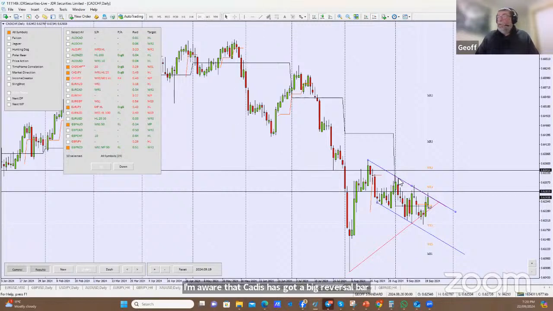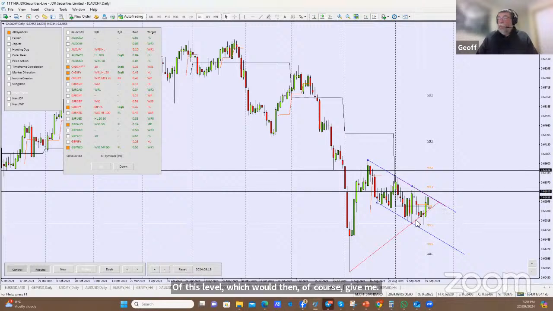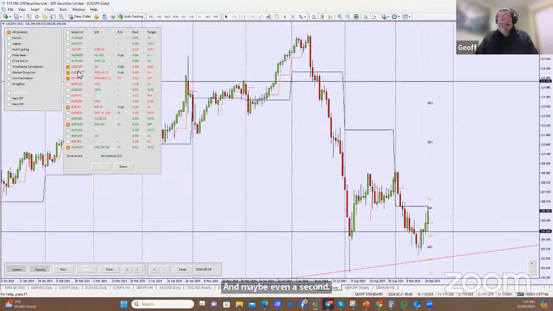And if I saw on a daily chart a reason to go long, that would come as maybe a break and retest of this level, which would then, of course, give me the lower high in here and maybe even a higher low, and maybe even a second higher low. Then I could trade it. But at the moment, the answer is no. So the same thing is going to apply all the way through here.